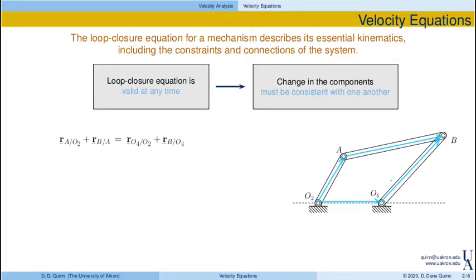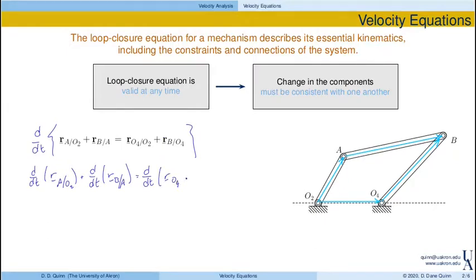It's always true. As this mechanism moves around, as say link 2 rotates over, this still holds, which means that the change in each one of these vectors must be consistent with this equation. So in particular, if I were to take a derivative of this entire equation, then the resulting equation would have to be valid. So the change in R of A with respect to O2 plus the change in R of B with respect to A has to be equal to the change in R of O4 with respect to O2 plus the change in B with respect to O4.